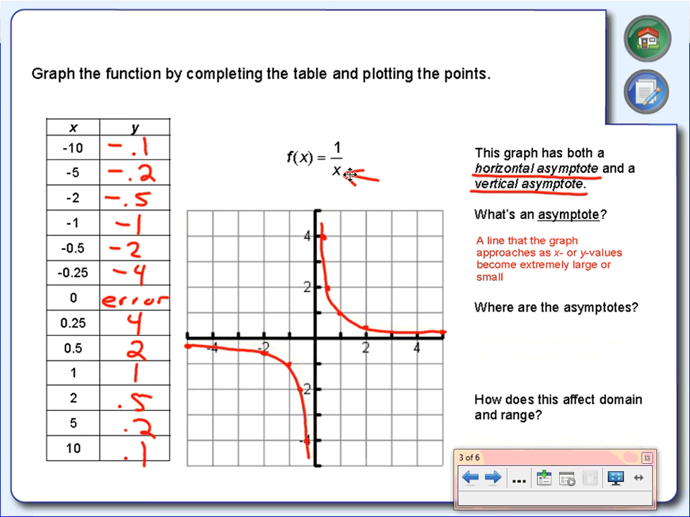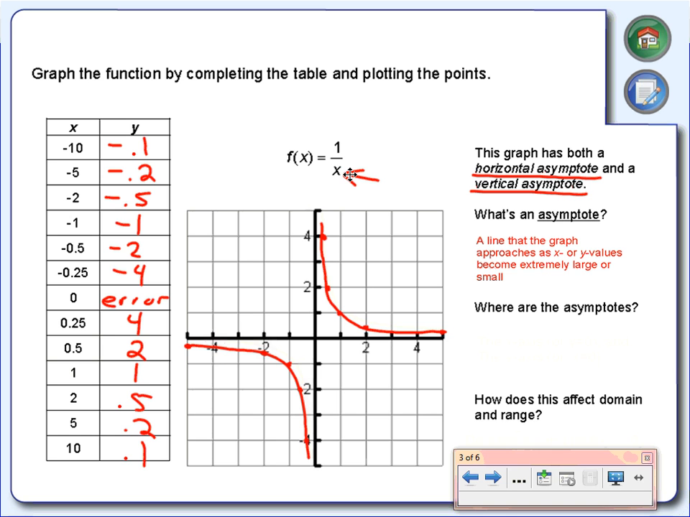Or we can say the x and y values are becoming extremely large or extremely small, depending on where exactly we're looking on the graph. But we're going to stick to the basic, and we're just going to say that it's a line that our graph approaches. Now notice it says there's two of them. There's a horizontal asymptote, and there's also a vertical asymptote. So the question is, where are they? Where are the lines that we're getting really close to but not actually touching?